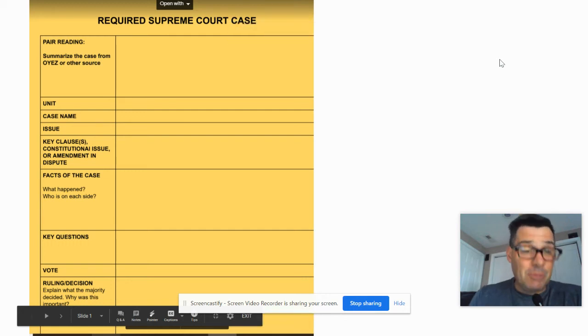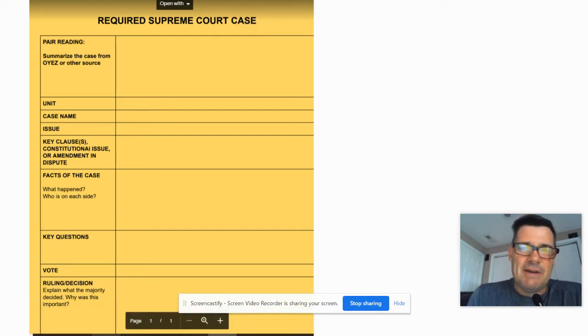On to Supreme Court cases. One of my favorite parts about AP Government is the Supreme Court cases. They are just fun because they really tell the story of how our government has changed and the influence of the Supreme Court, of course. It's just fun stuff. I love it. So, our first case we're getting ready to do.